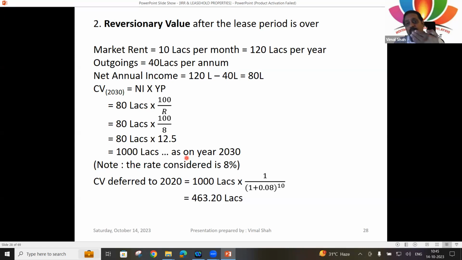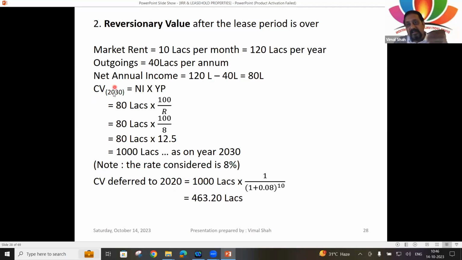So now once in 2030, if the owner is getting the property, the lessor is getting back the property, he can lease this property on rent, right? So market rent is 10 lakh per annum. So now he will not give it at 2 lakhs. He can give it at 10 lakh per annum. Isn't it? So it will be 120 lakhs per year. Outgoings are 40 lakhs per annum, right? So what would be his net annual income? After 10 years, he can start getting a net annual income of 80 lakhs. Am I right? So CV value in 2030, because this new rental term will start from 2030.